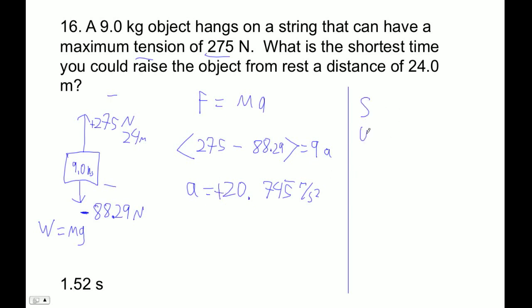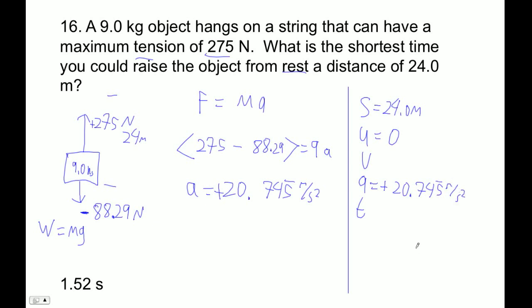So let's SUVAT that. Okay, initial velocity is 0 because it's raising from rest, right? A distance of 24 meters. And then we just got our acceleration, so that equals positive 20.745 meters per second squared. And that's 5 repeating in case you care.